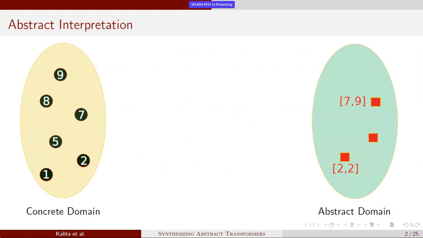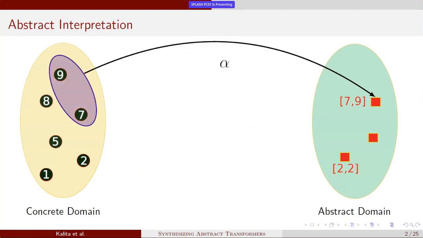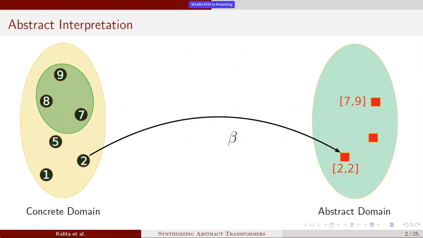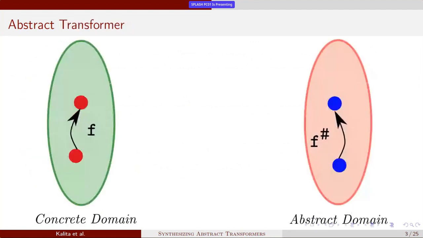In this example, we'll take the interval domain, where the alpha function, which is the abstraction function, takes a set of concrete values and maps it to an abstract value. The gamma, the concretization function, takes an abstract value and maps it to a set of concrete values in the concrete domain. But there exists a function called beta, which takes a single concrete value and maps it to an abstract value.